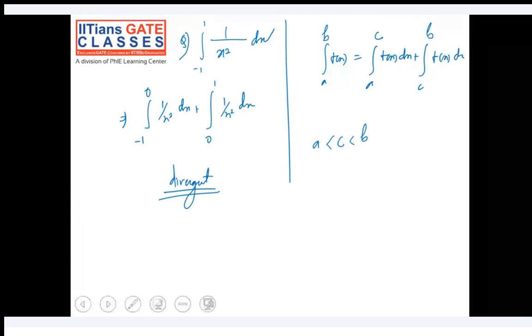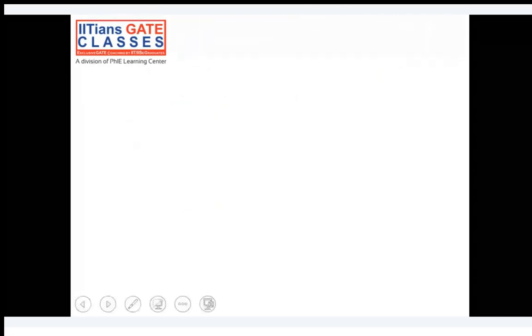Next question. -1 to infinity x raised to -4 dx. Solve it. Infinity is given, it means it is an improper integral. That doesn't mean it will just diverge. It may converge also, as I said. So solve this question and tell me the answer. Options can be diverges, converges to 1 by 3, converges to 0, converges to -1 by 3.